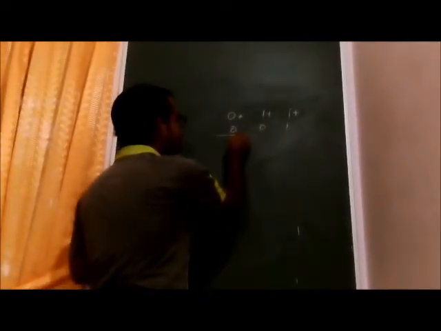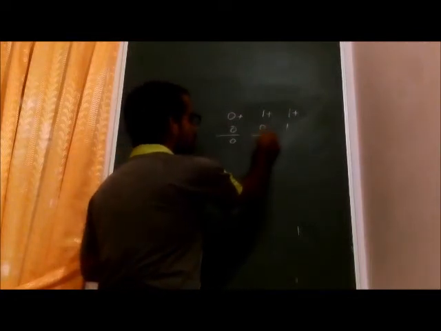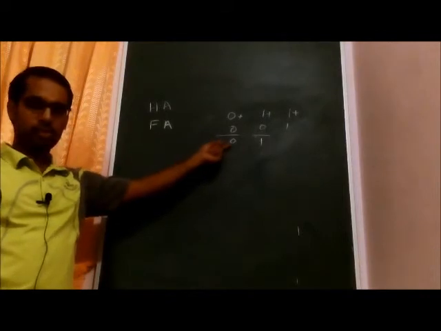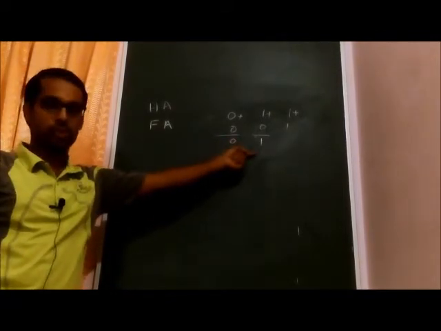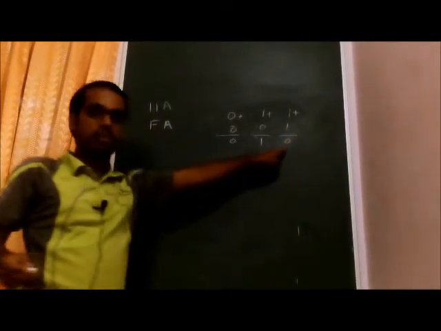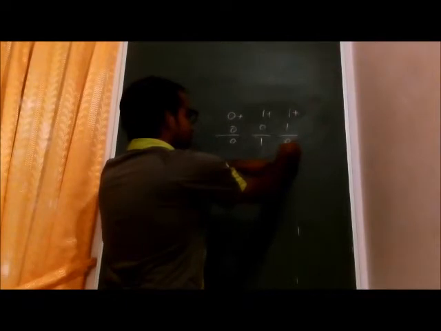This is the sum. In this case the sum will be 1, and there is no carry. Here also there is no carry. In this case also there is no carry. In this case the sum will be 0 and there is a carry of 1. So this is the carry 1.